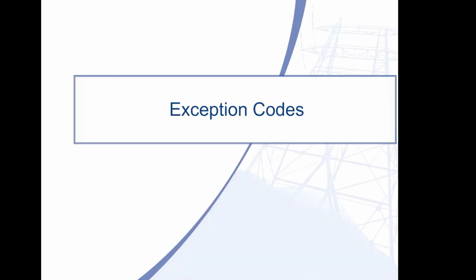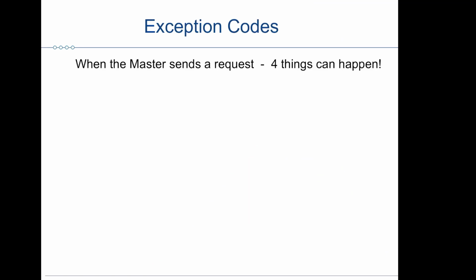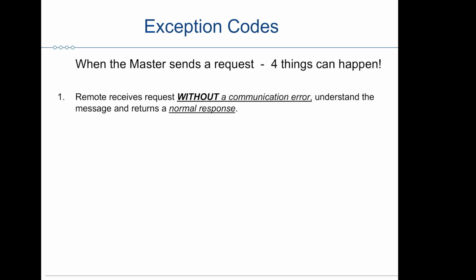So next thing we're going to do is look at exception codes now. When we look at an exception code, there's really 4 things that can happen when the master sends a request. The first one is the remote receives the request without a communications error. All the 1s and 0s are in their proper spot. The CRC parses out properly, and there's no errors in any of the data, and it returns a normal response. And you know that our indication that it's a normal response will be that the function code is echoed back in the response without a 1 in the most significant bit.